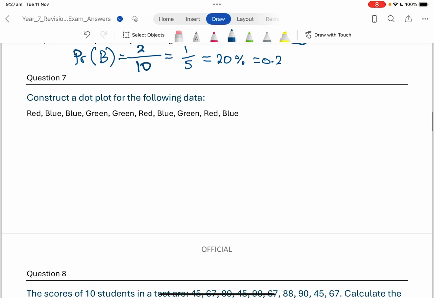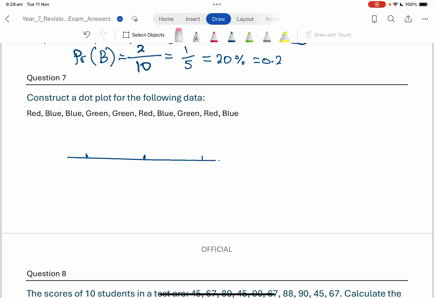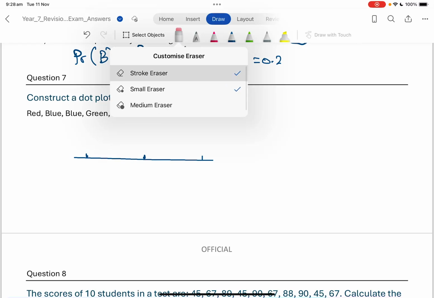All right. Construct a dot plot for the following data. Now, it would have been nice if they gave us an actual number line for this. So I'm going to get my ruler out, and I'm going to draw a line. I can see I've got red, blue, green. I've only got 3 colors here, so I don't need too many sort of increments. Cool. I've probably actually made that a little bit too long.